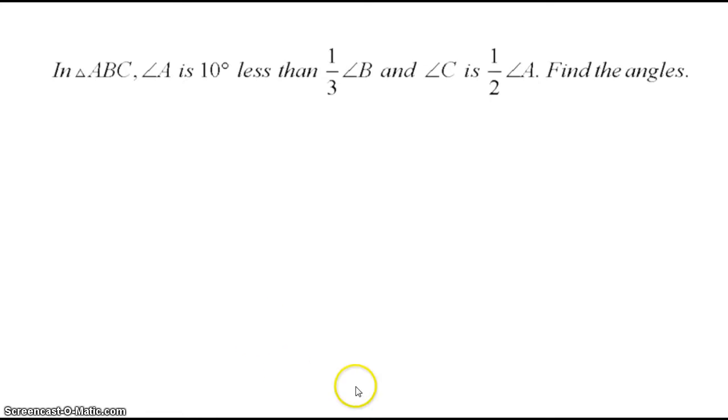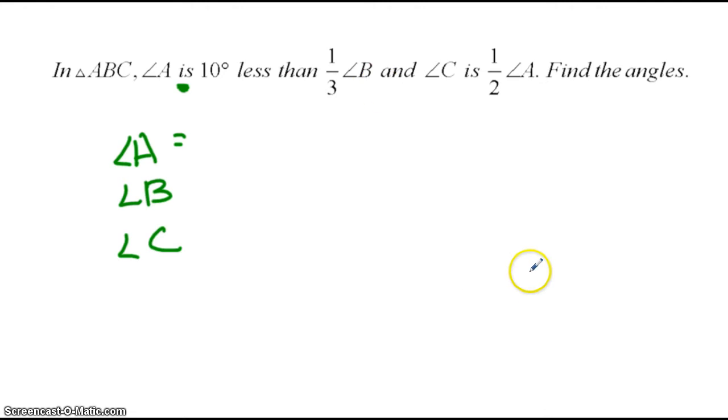Okay, so here's another one. Bring up the pen. In triangle ABC, angle A is 10 degrees less than 1/3 of angle B, and angle C is 1/2 of angle A. Find the angles. So I'm going to start with my angle A, angle B, and angle C. Now this one's a little different. It says angle A is 10 degrees less than 1/3 B.